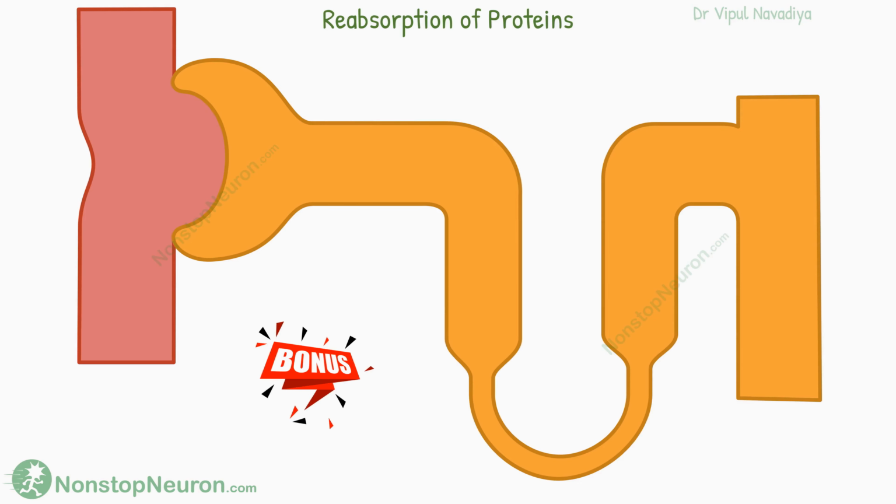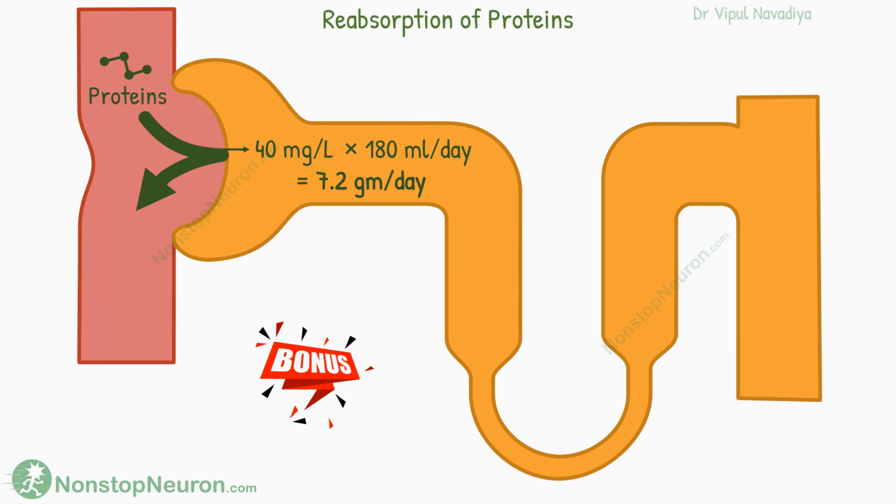For watching the video till the end, here is a bonus point for you. In the video on glomerular filtration, we saw that a very small percentage of proteins are filtered. So it seems that we don't need any mechanism to reabsorb proteins, do we? But even with a very small percentage, the total amount of filtered protein becomes very high over time. For example, concentration of proteins in the glomerular filtrate is only 40 mg per liter. But at a GFR of 180 liters per day, the total quantity of filtered proteins becomes 7.2 grams per day. And this is a big number. So we need to reabsorb proteins too.